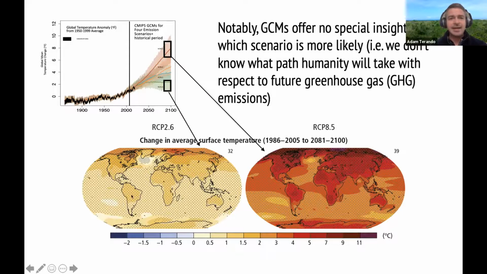Okay, so here we're looking at, say, the global average temperature change at the end of the 21st century under our low emission scenario, RCP 2.6, compared to our high emission scenario, RCP 8.5. So this means we don't know what path humanity will take with respect to future greenhouse gas emissions. We covered that already. So GCMs, climate models, will not help us in that regard, knowing what actions humanity is going to take in the future.